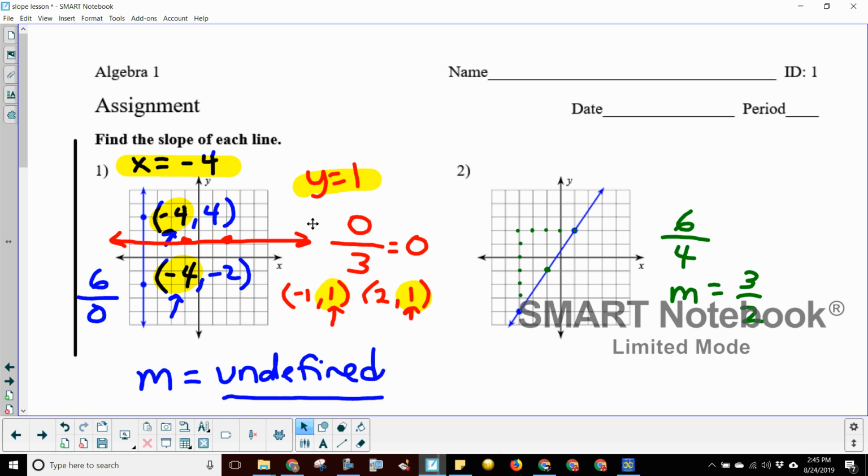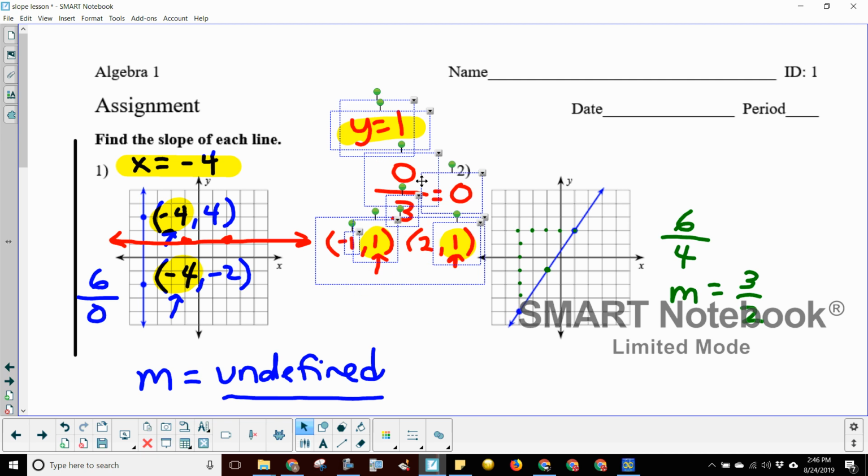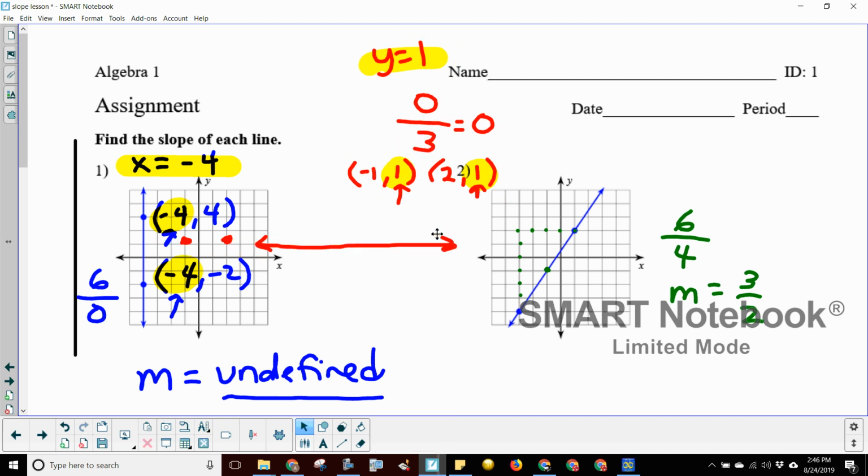All right, so let me kind of move some of this stuff out of the way. We have this line right here, and we got a dot there and a dot there. And what's the slope between the two dots? Well, I said, how do we know? Because we have a tough time trying to figure it out. We said, how do we know if something's even a function, that we can even write it as y equals mx plus b?